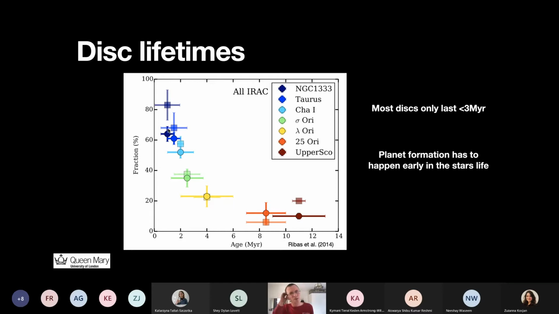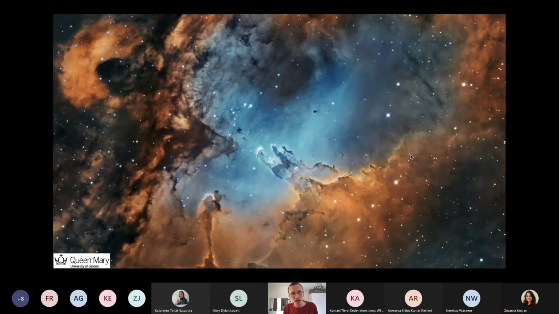Okay, so that's our typical time scale to make planets: it has to be within a few million years. And I know these timescales get very abstract for us. They're not very human timescales, but 3 million years isn't very long for a star. So the planets are made very early on.